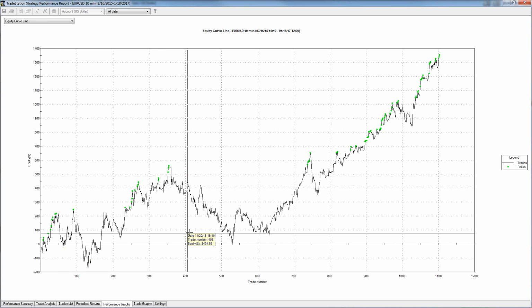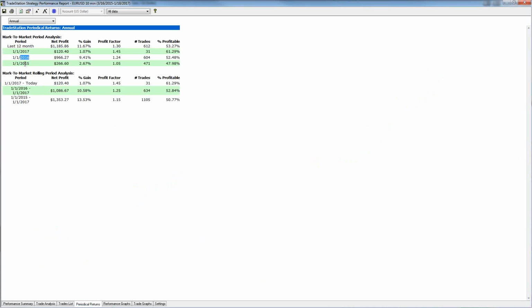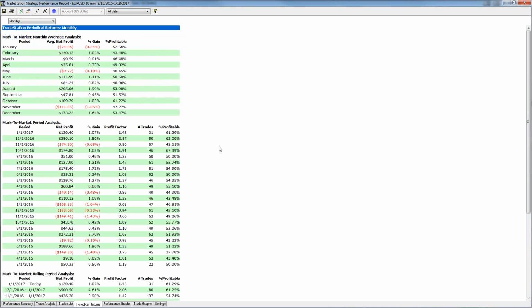Here's an equity curve. You can see it did really well in 2016. It did okay in 2015. So far this month, it's done well. It's made 120 pips. You can look at monthly. It has had three losing months in a row. Had a losing month of minus 74 pips in November, but then it made 380 pips in December. And before that, it had a nice streak going. As you can see, it's usually around 45 to 60 trades a month. So it's about three a trading day for the most part, assuming 20 trading days in a month.